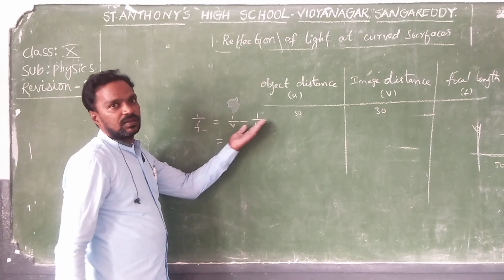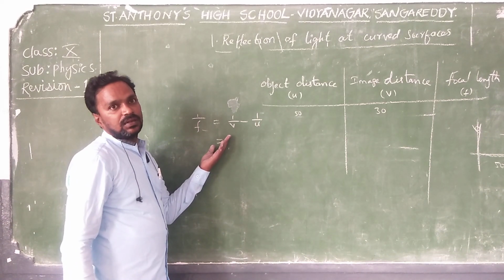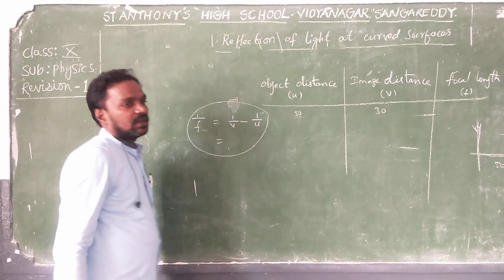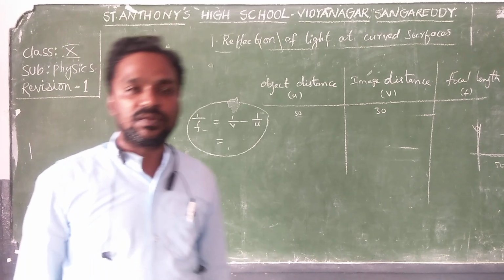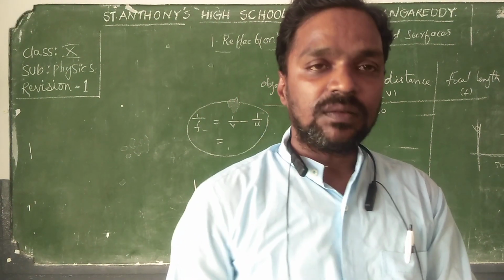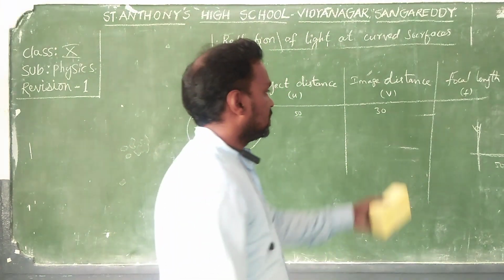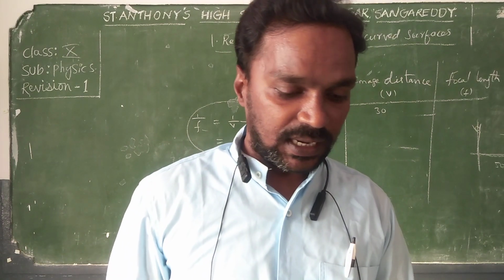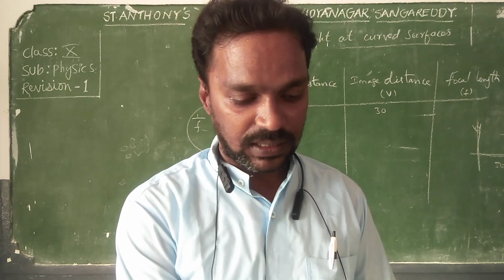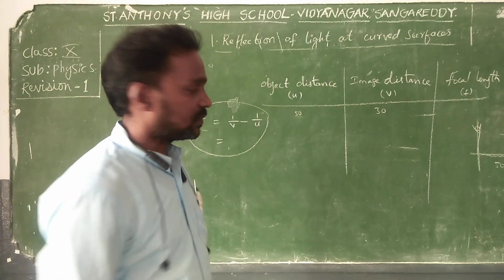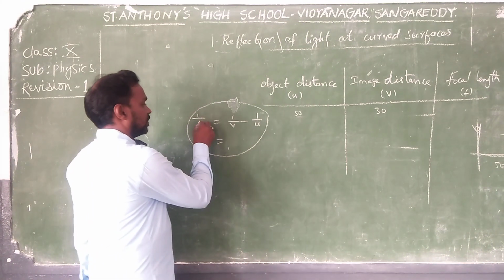So using the formula you can find the values. Mirror equation, or mirror formula, which we have given in the textbook, we can perform. First thing, measuring is very important. So using that we will measure, and after measuring you will understand how to find the focal length of a given object.